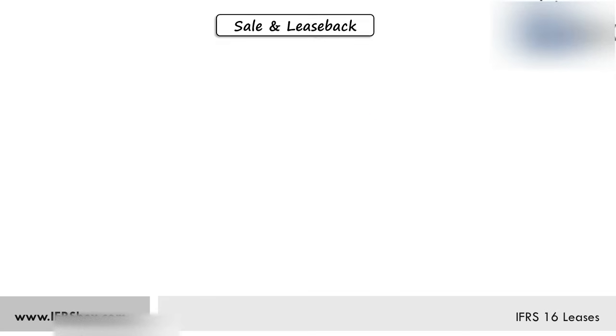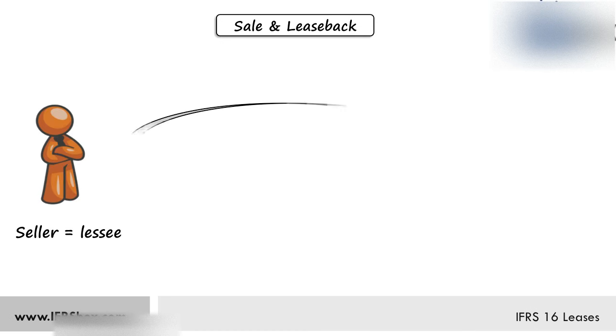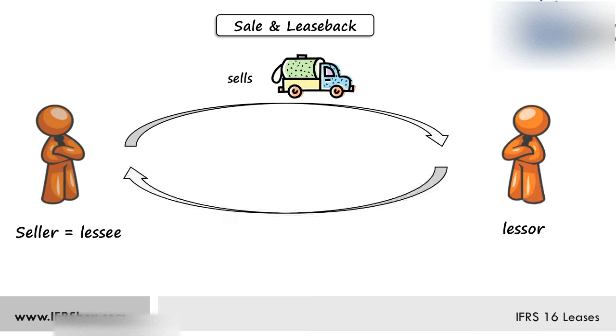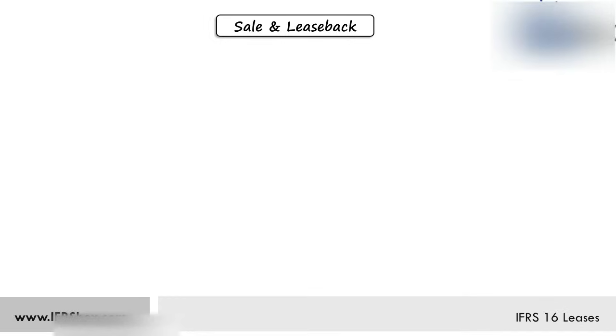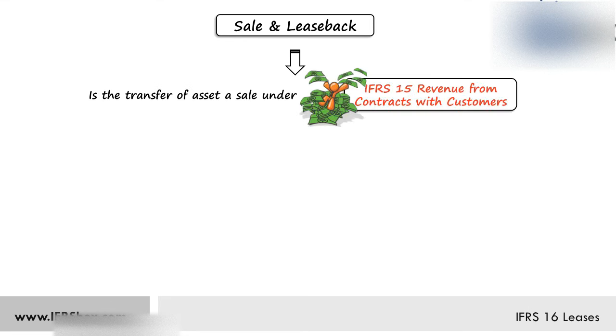Now let's take a look to sale and leaseback transactions. There's a transaction in which the seller sells the asset and he leases the same asset back. The asset, in fact, does not move, not necessarily. In this case, seller becomes the lessee as he takes the asset back under lease, and the other party is the lessor. The accounting treatment of sale and leaseback strongly depends on whether the transfer of asset is a sale under IFRS 15 or not.